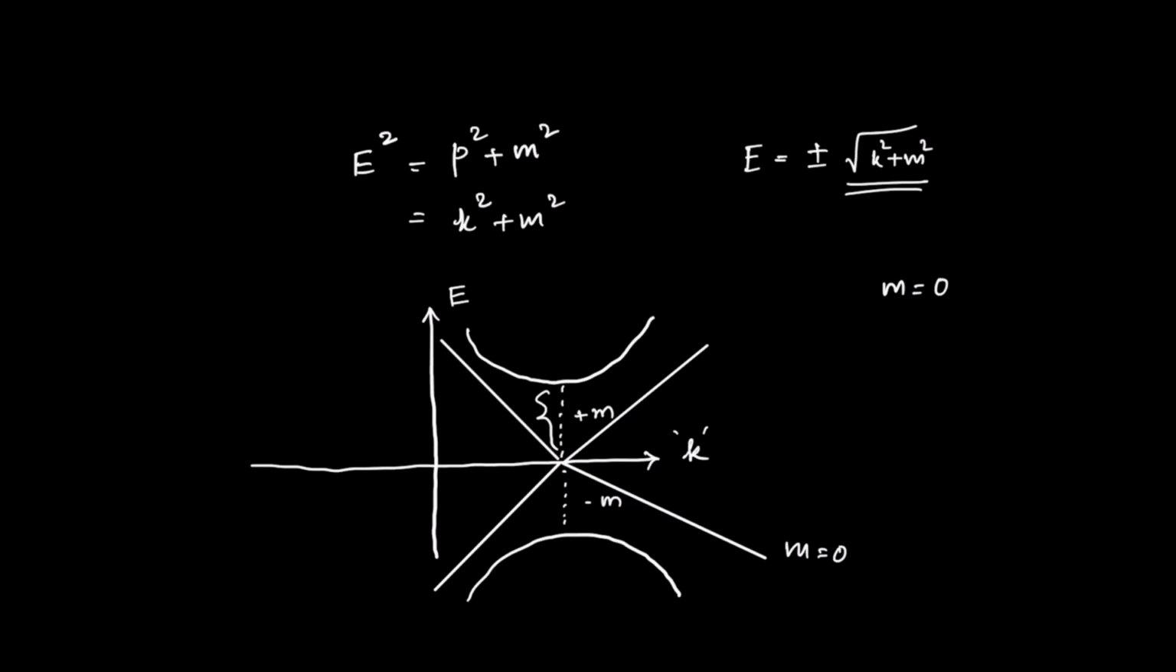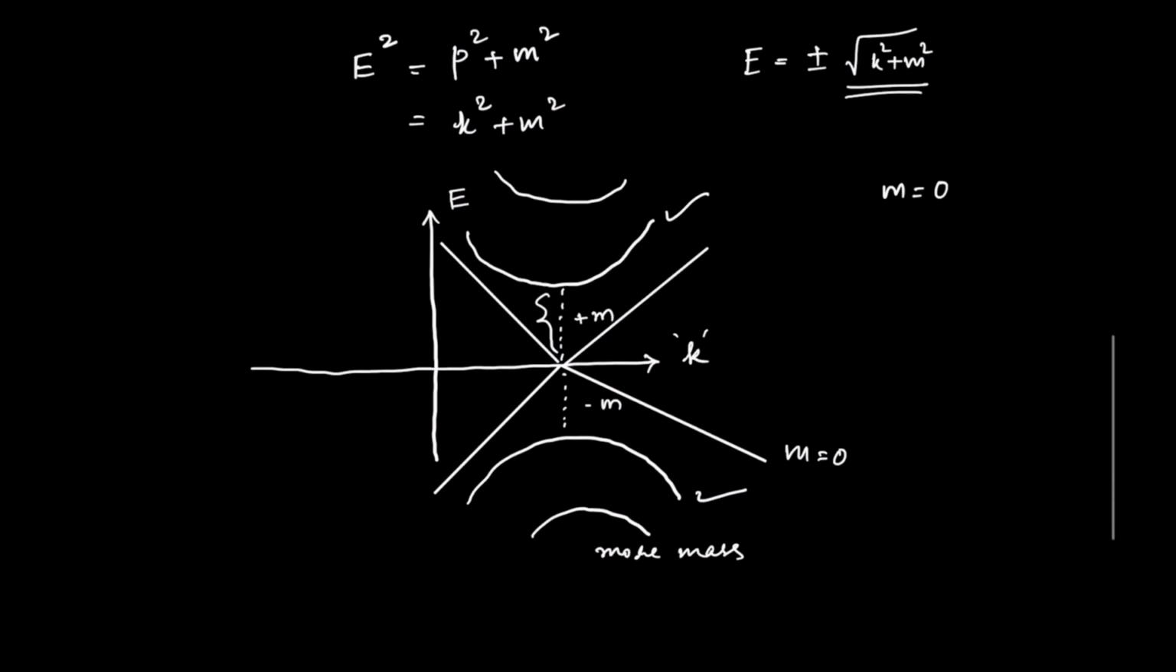And if you have more mass and less mass, if you have some mass m, then you will have these two curves. If you have more mass, then it will be here, and here it will be here. This is for more mass. So the distance of the hyperbola from the axis is determined by the mass, and also the radius of curvature is determined by the mass. So this is for the one-dimensional case.